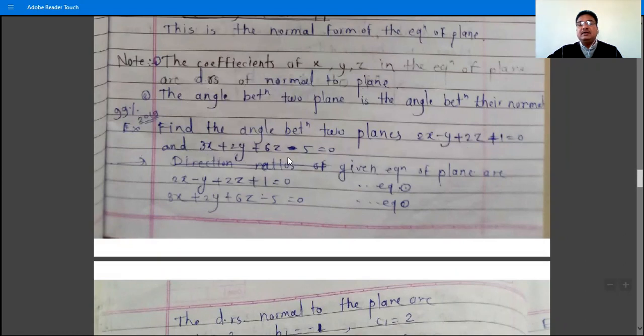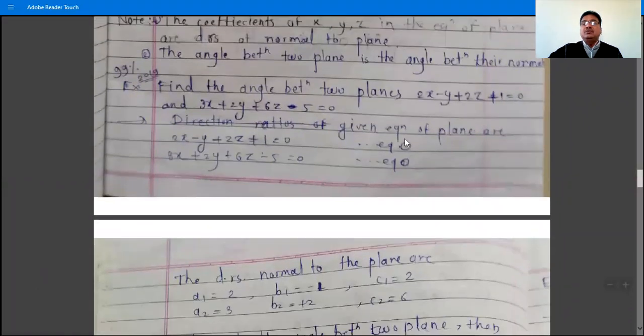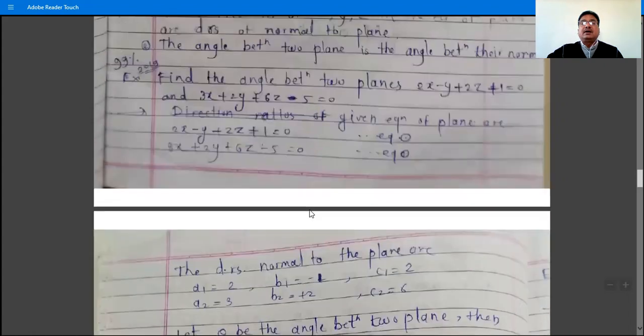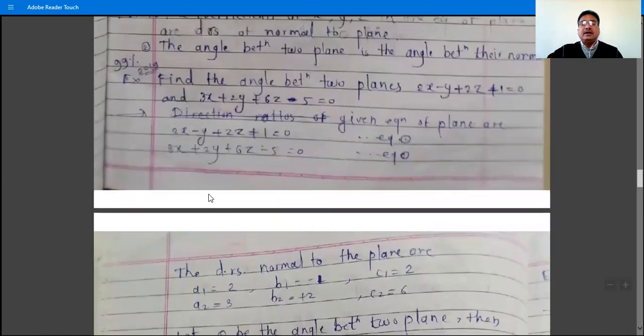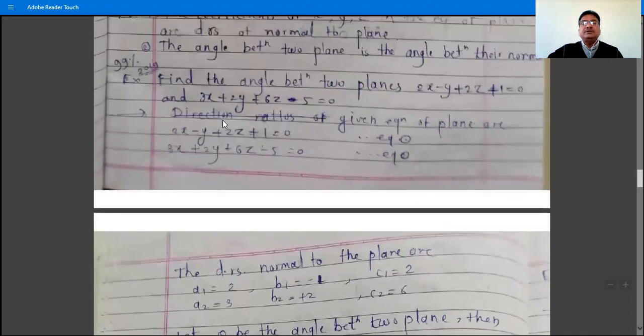Now we have to find the angle between these two planes, and we will find the angle between their normals. In order to find the angle between two normals, we have to find the angle between two lines. And in order to find the angle between two lines, either the direction ratios or direction cosines of those two lines are required. So what are the direction ratios of the normals to the planes? The coefficients of x, y, z.